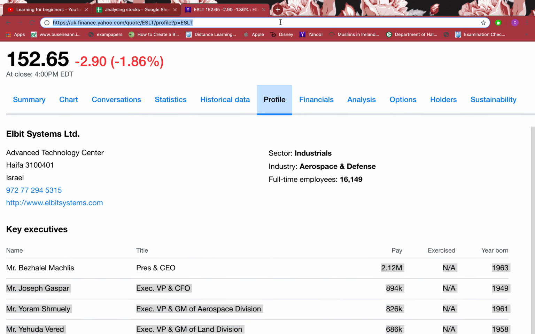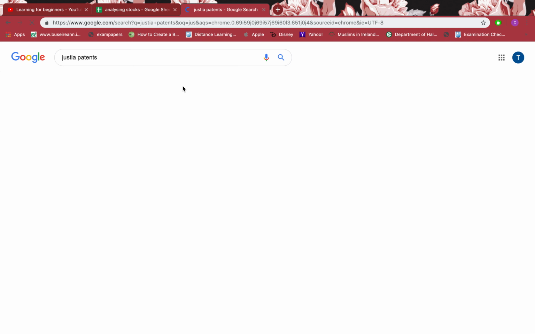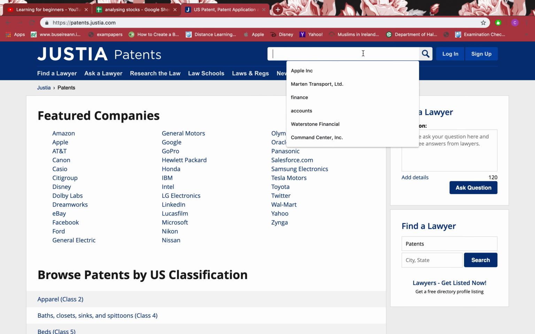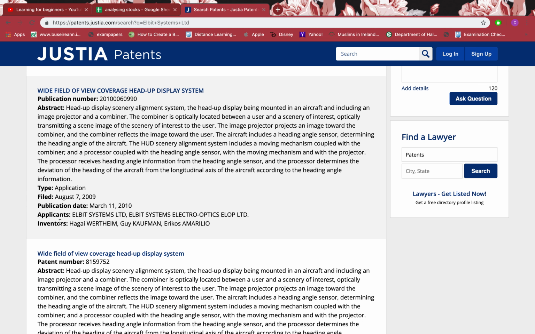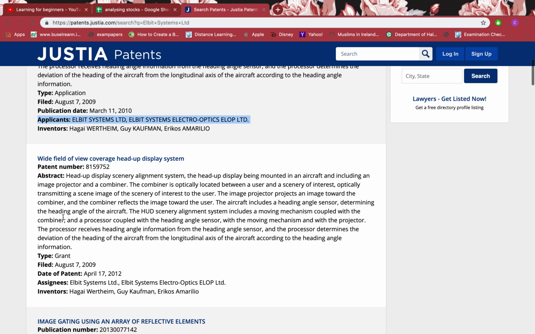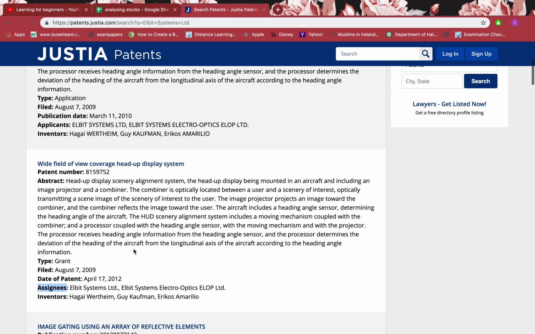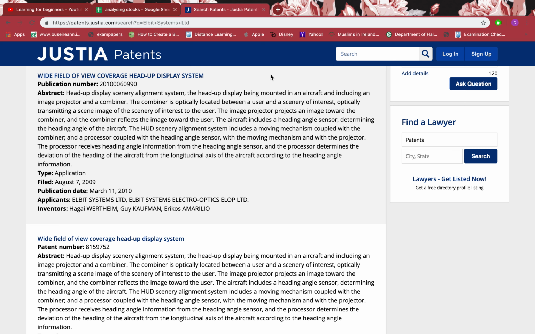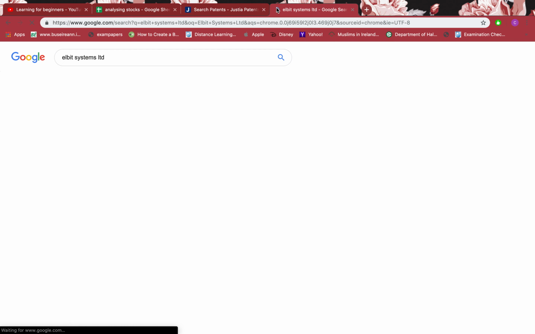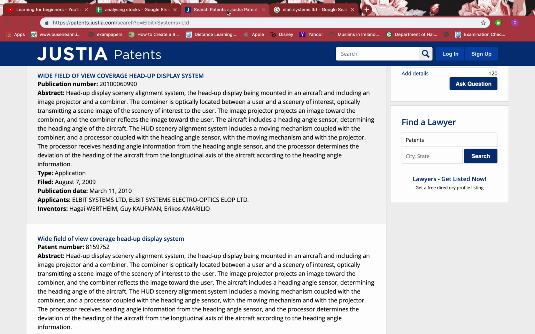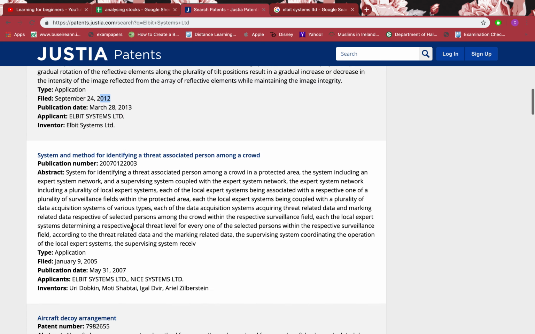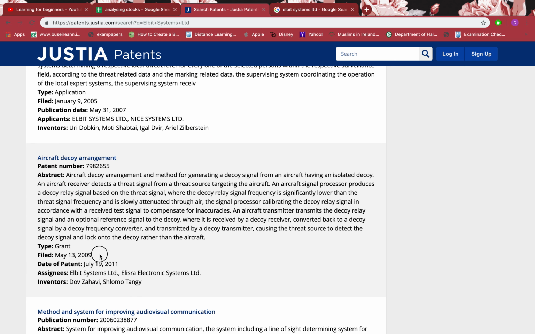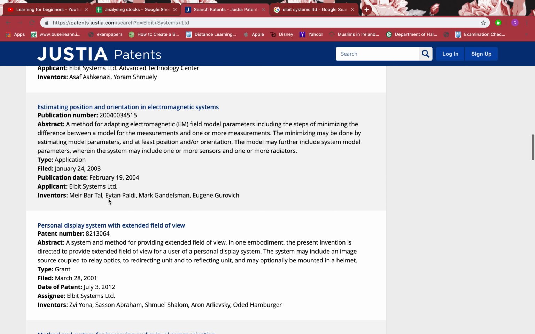Now I want to go to Justia Patents to see if they have any patents, because patents mean that the company is very strong and competitive. I'm not interested in inventors, I'm interested in the applicant or assignee. This is the assignee, okay, because they have the full rights. I'm looking for exactly Elbit Systems. So I can just say Elbit Systems, yes. So we have a patent in 2009, 2012, 2005, 2009, yes, 2004, and so on.